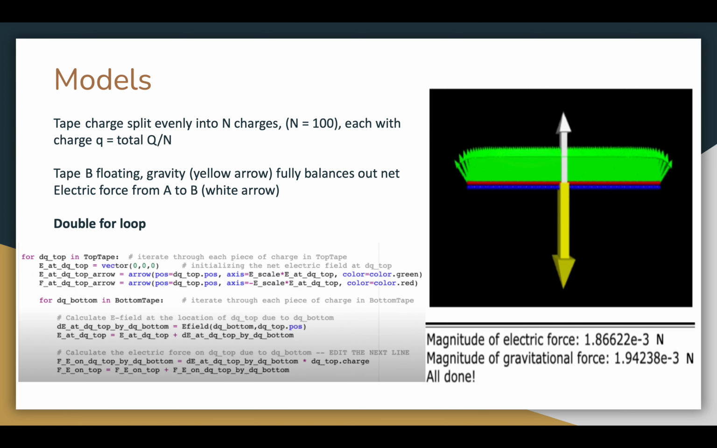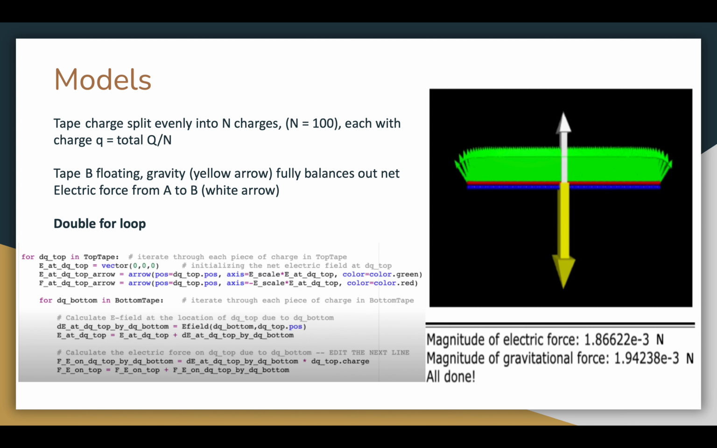To model a line of charges, I split the tape evenly into n individual charges, each with the charge of the tape's total charge over the number of sections. For each point charge on the top tape, I found the electric field due to each point charge on the bottom tape, and then added each of these fields together to find the net electric field on each and every point charge in the top tape, which I solved for by making a double for loop.